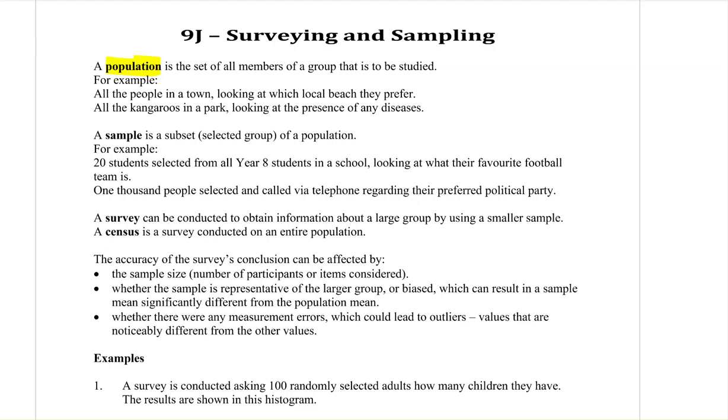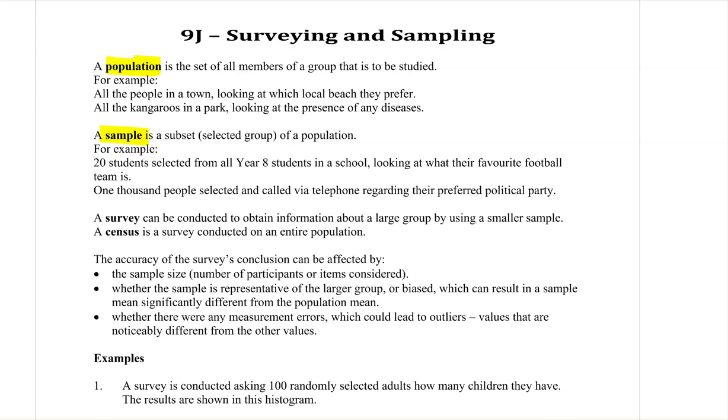Or all the kangaroos in a park, looking at any presence of any disease. You couldn't just check one or two kangaroos, you would have to check every single one. That's what a whole population is. However, sometimes it is better to take a sample, which is a selected group from your population.